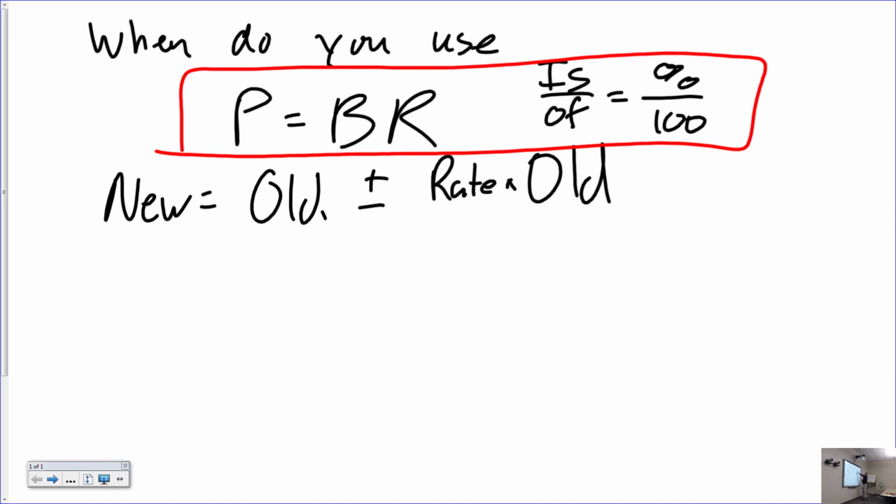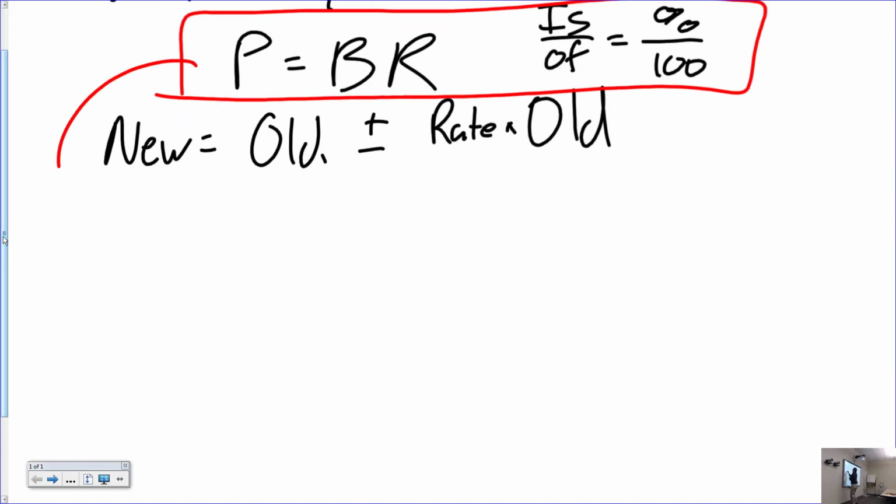One of them, the is over of technique, has the percentages built into the problem so that you don't have to worry about the percentages. The P equals base times rate, portion equals base times rate. Here, the 100 is not cooked into the problem, so you have to be able to bounce back and forth between decimal representation and percentage representation. But these are for problems that are just regular straight percentages, okay?